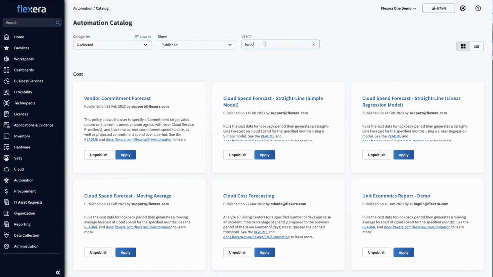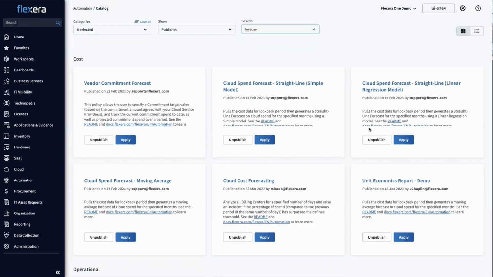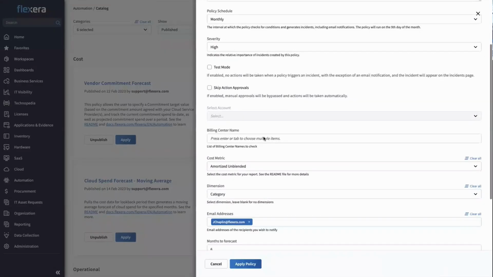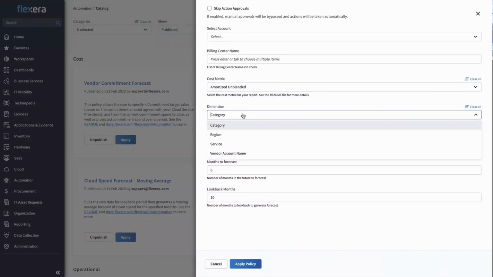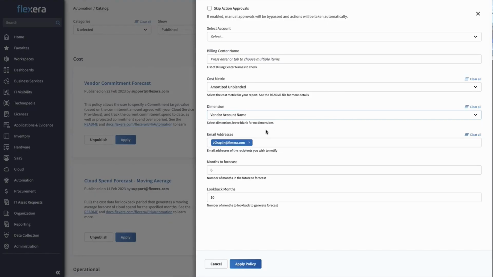So if we look at any of the forecasts, the linear regression one, then you'll see the parameters, right? So what category do you want to do that forecast by? Is it the Flexera category of compute, storage, network, database? Is it a service? Is it a region? Is it by cloud vendor account, and so on?